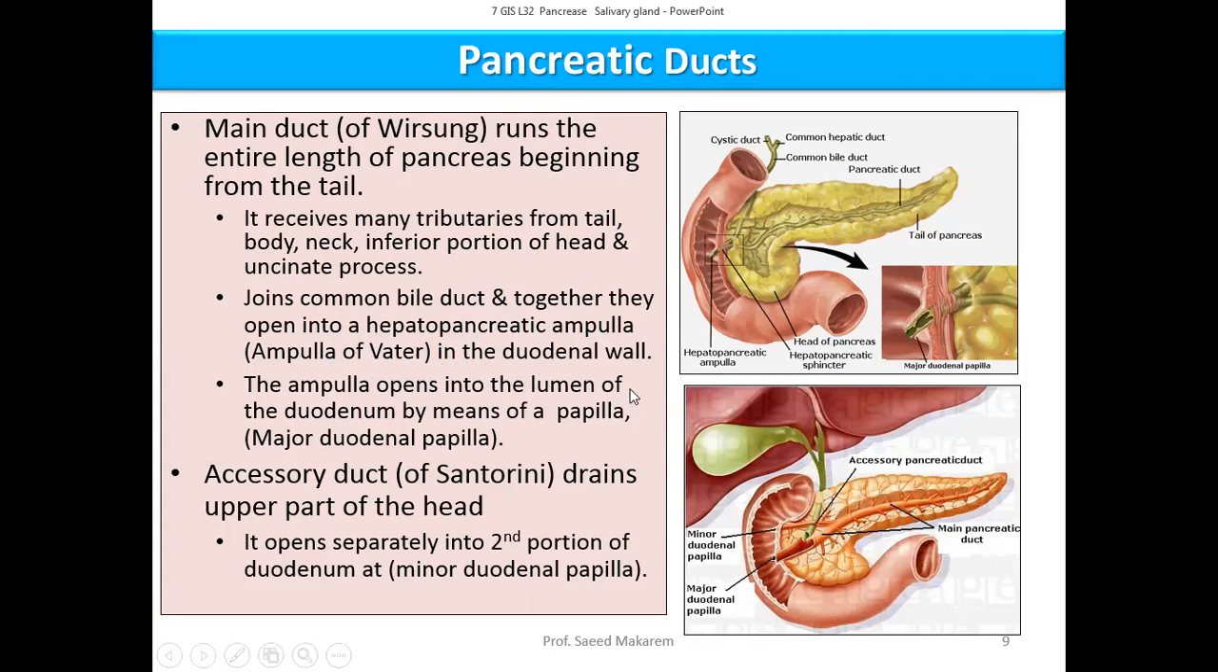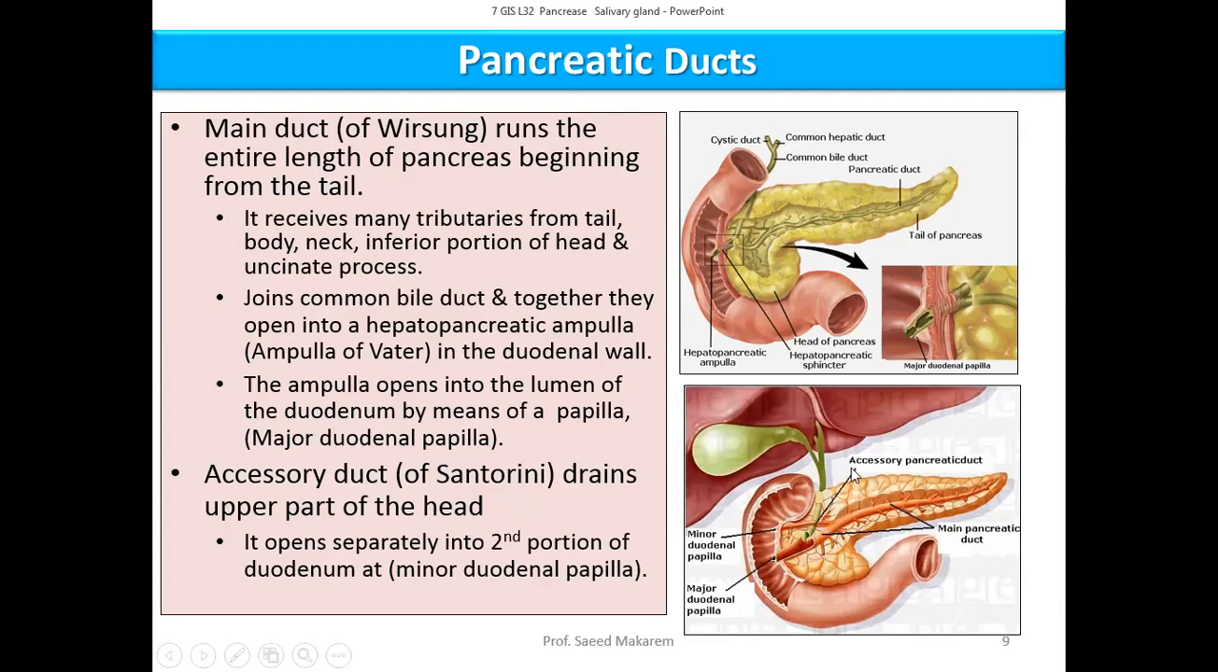The ampulla opens into the lumen of the duodenum by means of a papilla. So the ampulla opens into the lumen of the duodenum. Here, this is the duodenum. So into the lumen of the duodenum through a papilla called the major duodenal papilla. This major duodenal papilla is the opening, and the ampulla is the dilated part where the two ducts meet.